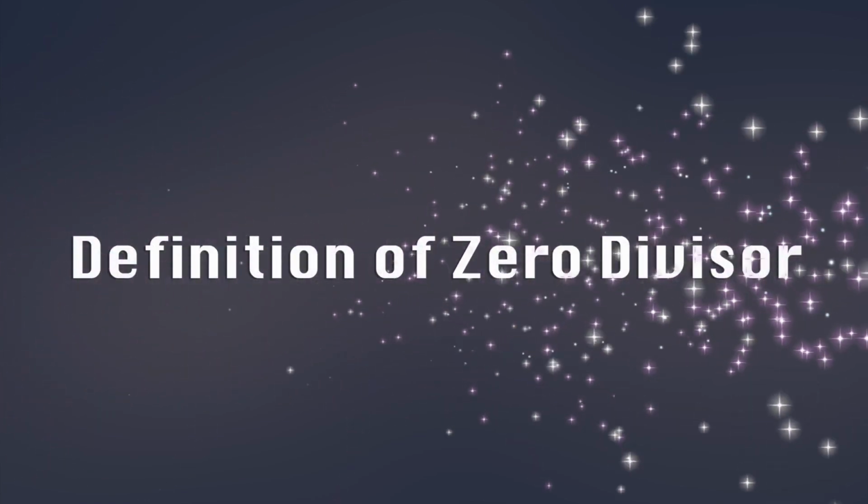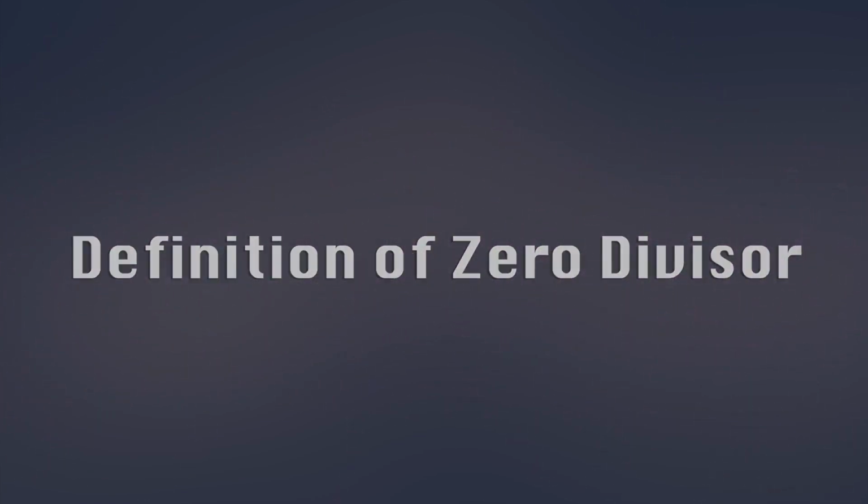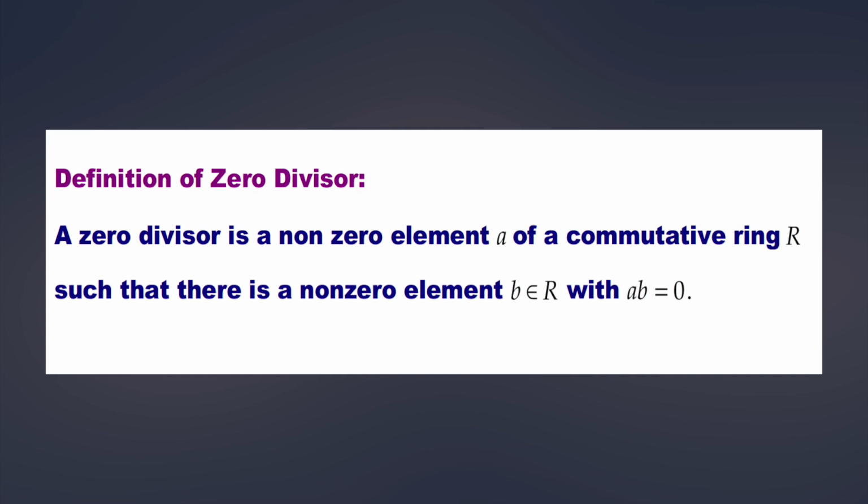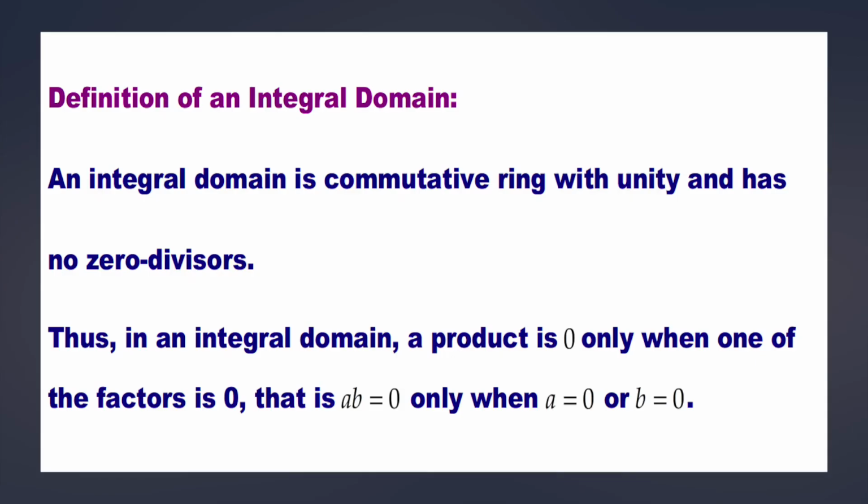Next, the definition of zero divisor is, a zero divisor is a non-zero element A of a commutative ring R such that there is a non-zero element B belonging to R with AB equals 0. And the definition of an integral domain is, an integral domain is a commutative ring with unity and has no zero divisors. Thus, in an integral domain, a product is zero only when one of the factors is zero, that is, AB equals zero only when A equals zero or B equals zero.